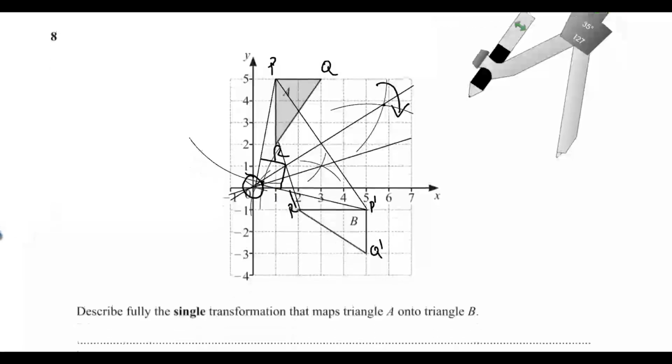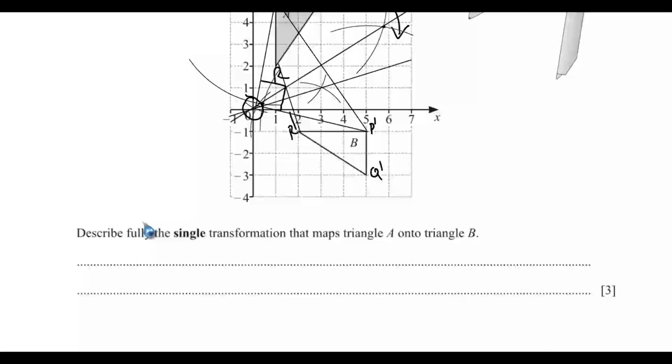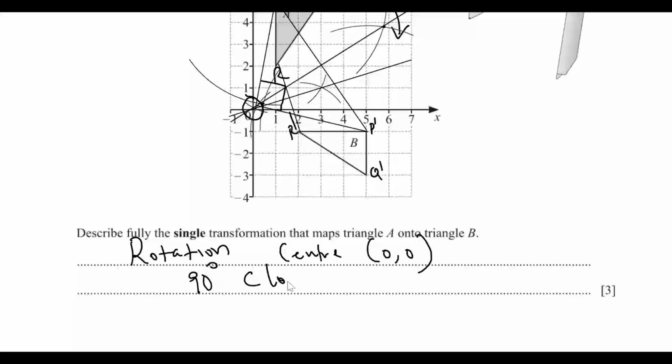So we can now come here and write the type of transformation, which is rotation. Center x equals 0, y equals 0, or you can write the origin, then you can say 90 degrees clockwise.